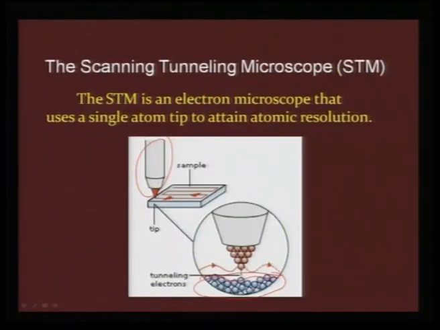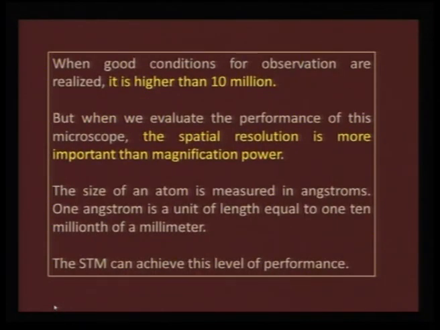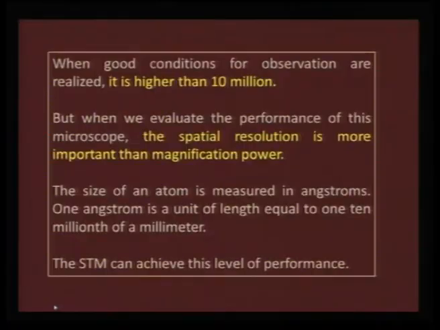So, STM is an electron microscope essentially that uses a single atom to attain atomic level resolution. Therefore, this is certainly a more refined technique compared to the scanning electron microscope. When good conditions for observations are realized, the magnification that you can achieve is of the order of 10 million times. So, when you talk about 10 million times, you are talking about looking at an atom through this probing technique. This is one of the richest pieces of information that anyone can get out of the scanning tunneling microscope. The order of magnification that you can achieve is of atomic level dimension, which is about 10 million times.